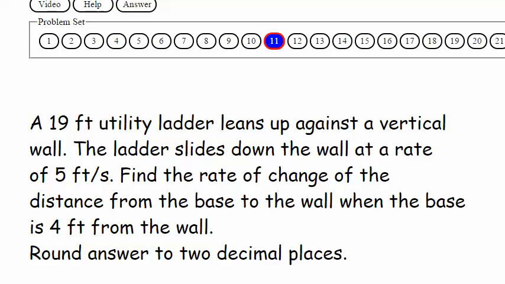Utility ladder leans up against a vertical wall. The ladder slides down the wall at a rate of, so slides down the wall, that's going to be dy over dt, by the way, at a rate of 5 feet per second. Find the rate of change of the distance from the base to the wall. That's going to be dx over dt is what we're looking for when the base is 4 feet. And that'll be x is equal to 4 feet.